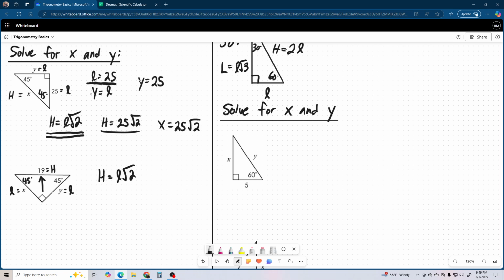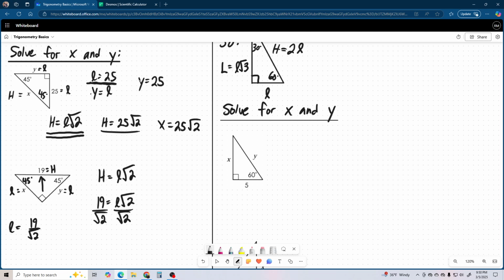We know the hypotenuse equals 19. So let's plug 19 in for our hypotenuse. So 19 equals the little leg times the square root of 2. And remember, we're trying to solve for the little leg. So if we want to get the little leg by itself, we're going to divide by the square root of 2, divide by the square root of 2. And what we'll get is the little leg equals 19 over the square root of 2.